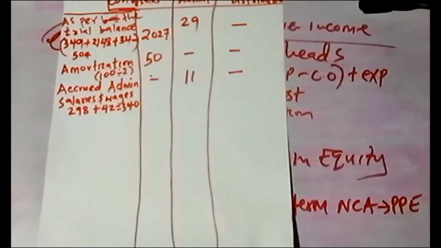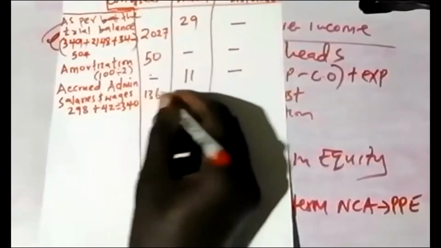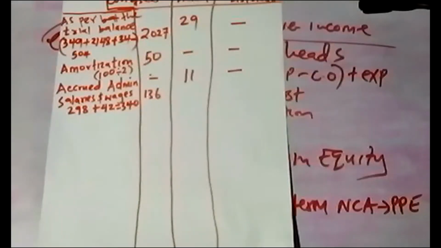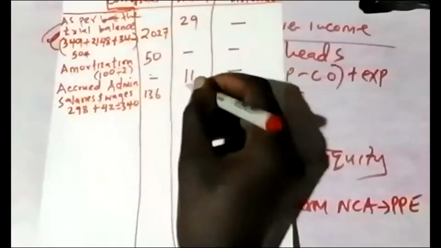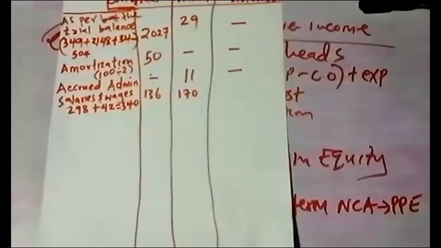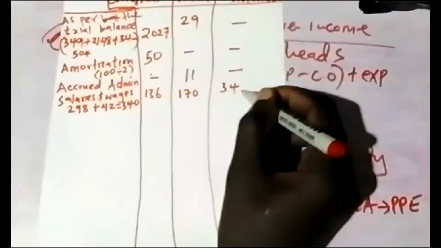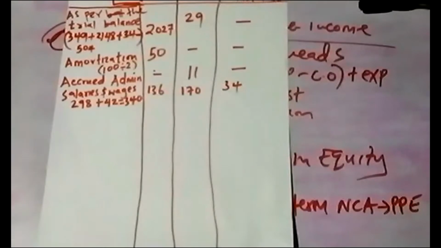So in the last additional information, they said 40% will go to the cost of sales, of which 40% of this amount is 136. Then they said 50%, that is according to note 9, will go to the admin. So 50% here is 170. Then lastly, they said 10% will go to the distribution. So that is 34. That is fine. Remember, we are still in note 3.